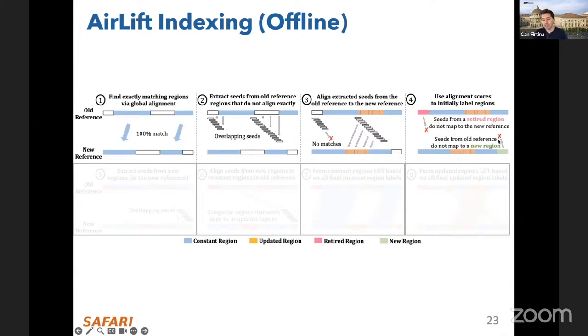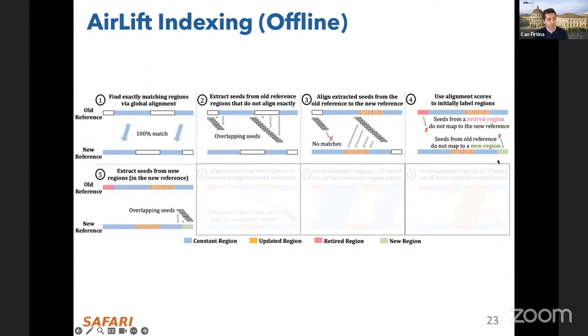Similarly, if there are no seeds that are being aligned in a region of the new reference genome, then we can assume that that particular region should be novel, because no seed could be aligned to that particular region. So we label this region as a new region.